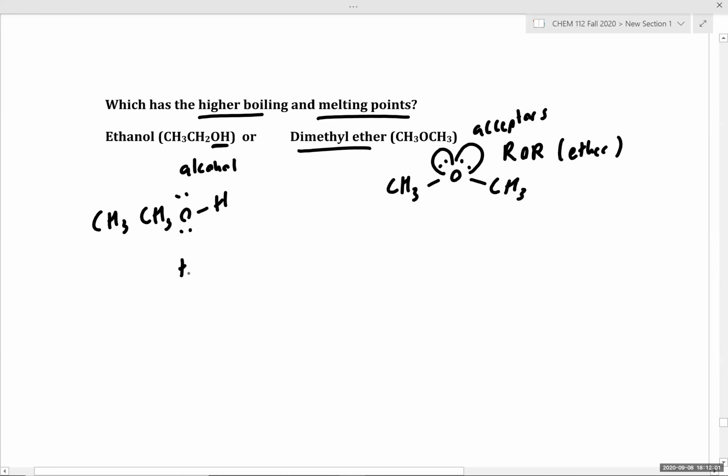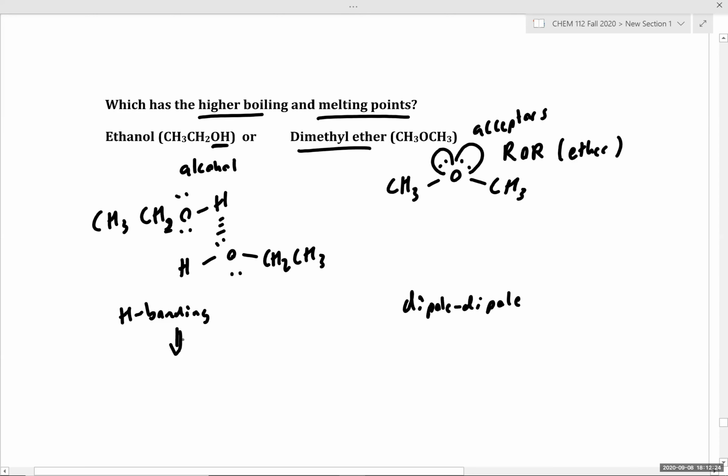Yes. So as a result, ethanol has a substantially higher boiling point than dimethyl ether. Dimethyl ether has primarily dipole-dipole interactions, while ethanol can participate in hydrogen bonding, and in turn, ethanol would have a higher boiling point.